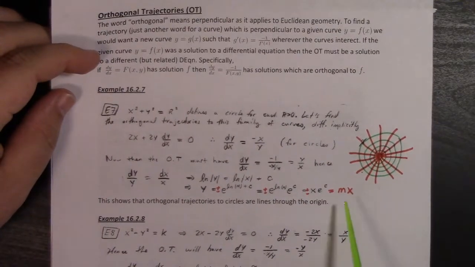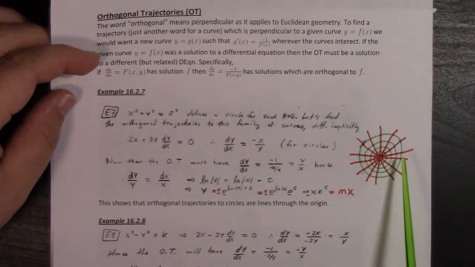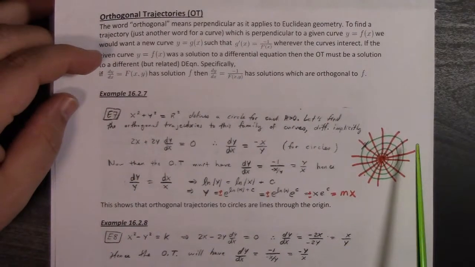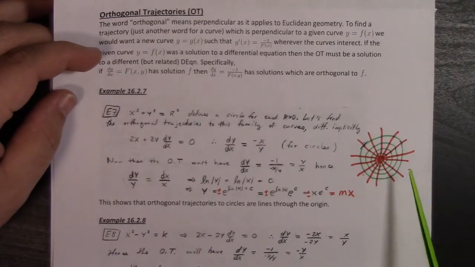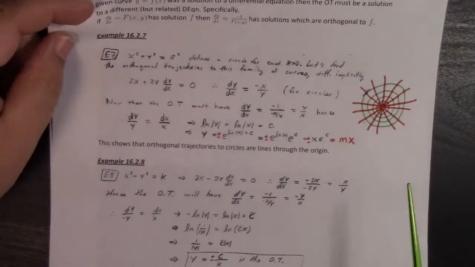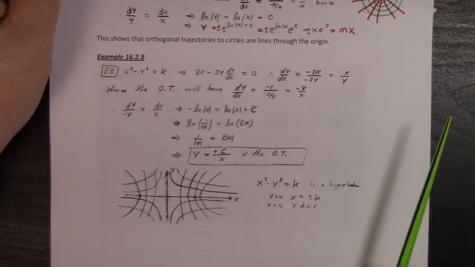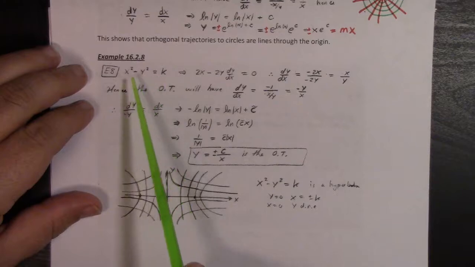And we found that, I mean, of course, you could use common sense to say, well, of course, orthogonal trajectories to circles are lines through the origin, right? But we derived it with calculus. Now that might not be as easy for the next problem, right? Finding orthogonal trajectories to this set of hyperbolas.